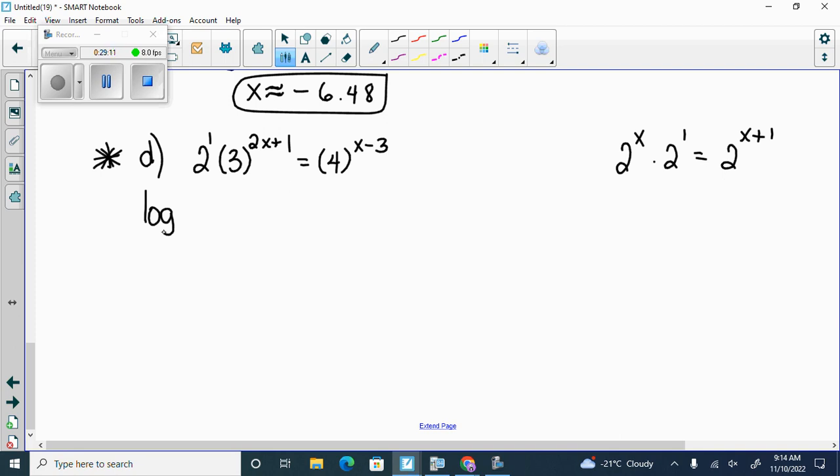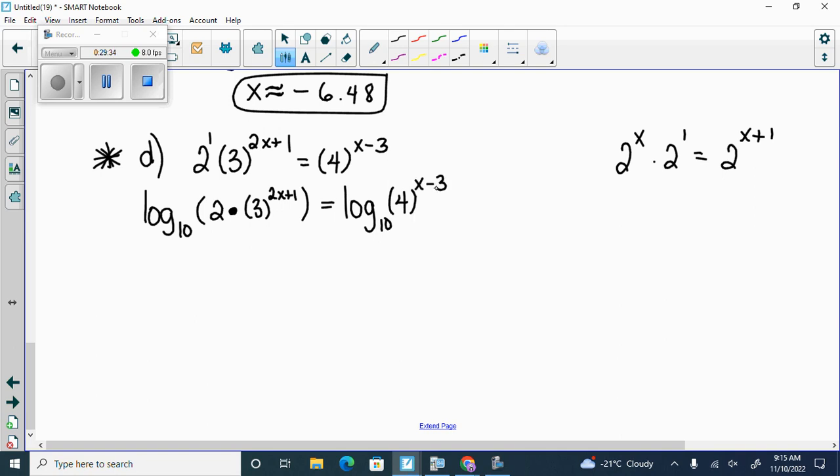So we go log base 10 of 2, and I do this to prove a point. I put a multiplication symbol in there. 2 times 3 to the 2x plus 1 equals log base 10 of 4 to the x minus 3.